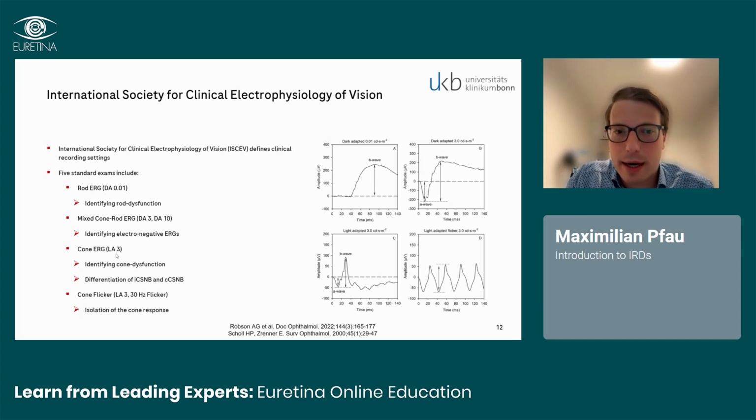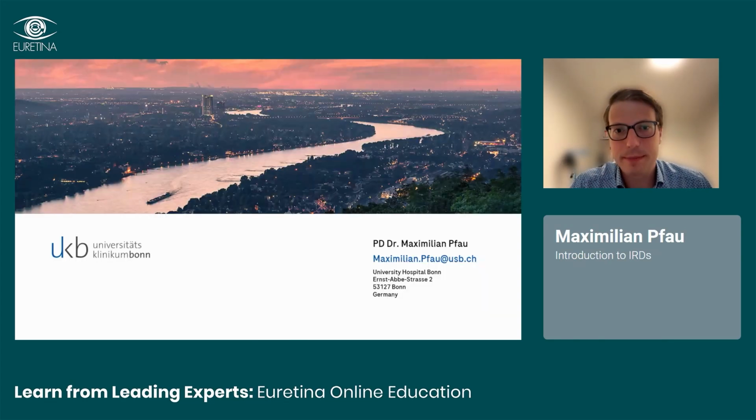Then the cone ERG is useful to identify cone dysfunction and also helpful to identify complete congenital stationary night blindness, where you have isolated loss of the ON pathway, but the second part of the B wave from the OFF pathway is still intact, or incomplete congenital stationary night blindness, where both the ON and OFF pathways are affected. And then last, the cone flicker ERG, which is most helpful if you want to quantify cone function over time in a really isolated manner, and also for uveitis diagnosis.